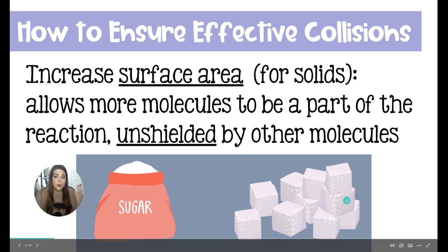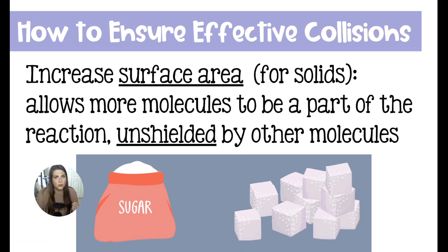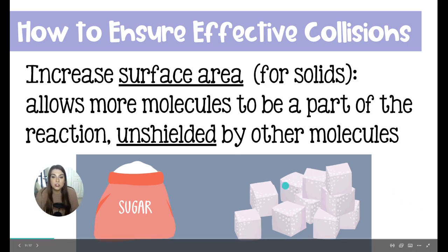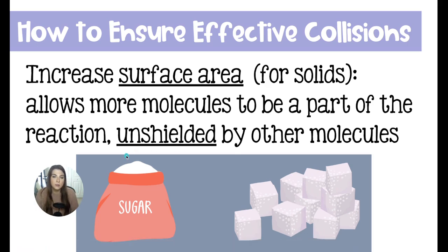On the other hand, if you have sugar cubes, the sugar cubes are like 2.5 grams of sugar, and they're pretty big. So what happens is only the sugar molecules on the very outside of the cube are able to react. And once they do, they kind of fall off, and now there's a new layer. So it kind of goes layer by layer by layer. So this is going to be a much slower reaction than the granulated.